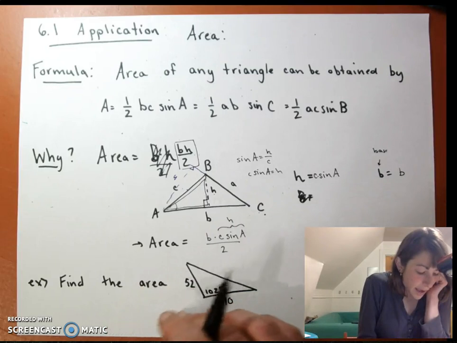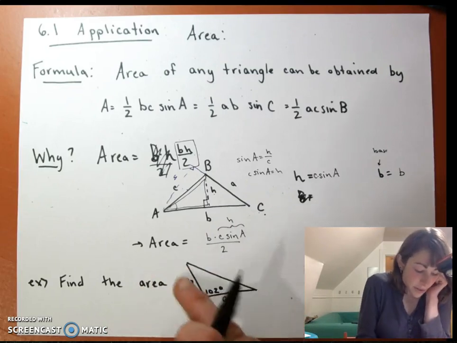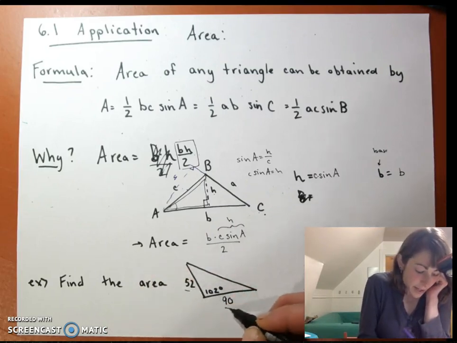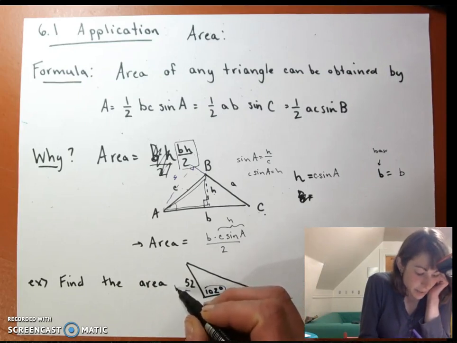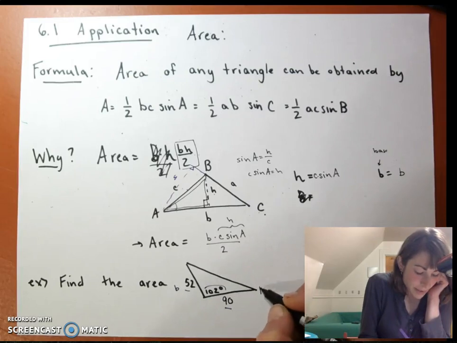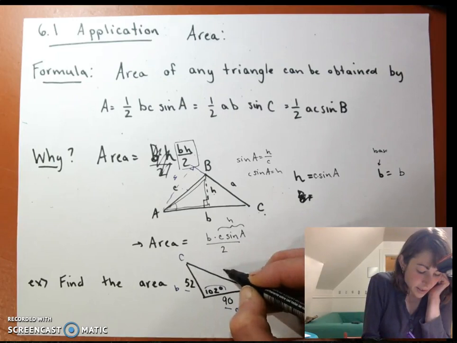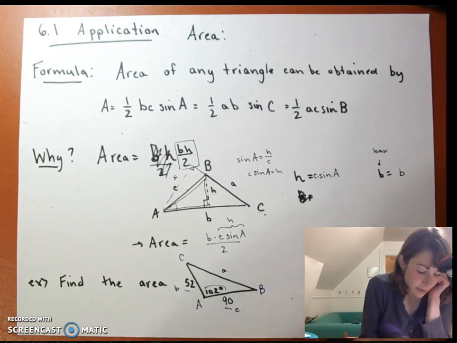So now, how do we use it to find the area? Well, here's a triangle. I have two sides and I have the angle between them. So I could call this side B. That would make this angle B. I could call this side C. That would make this angle C. Call that side A. That would make this angle A.